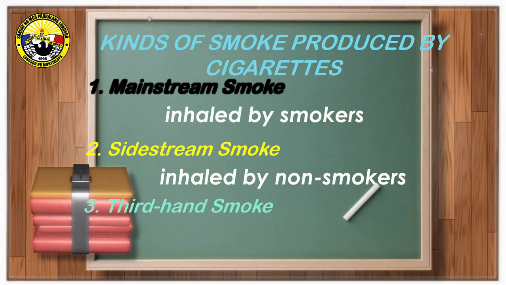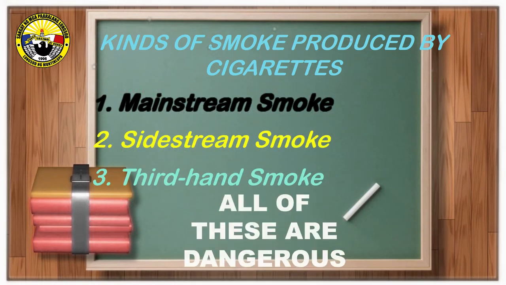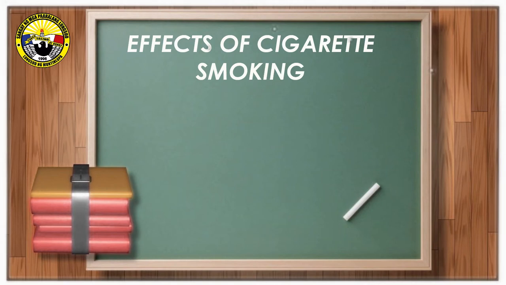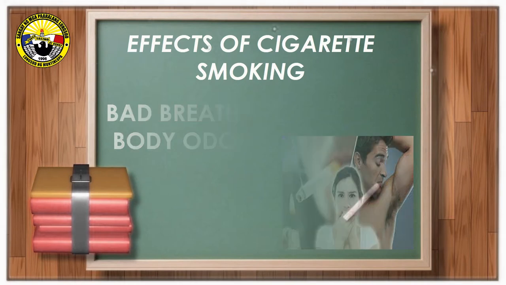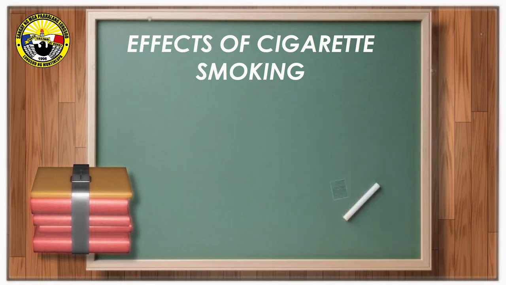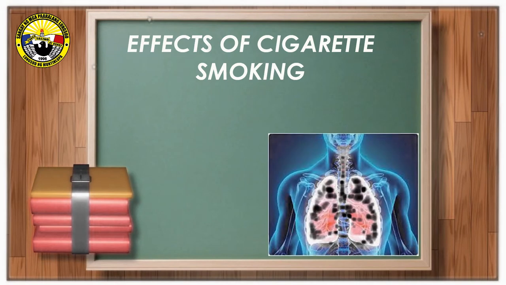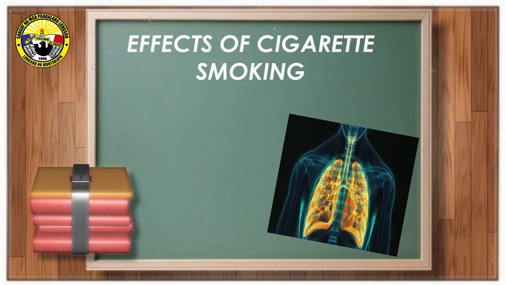The last is the third-hand smoke. It is the dangerous smoke that stays on bed sheets, clothes, and other objects. All of these are dangerous. What are the effects of cigarette smoking? Bad breath and body odor. Heart disease. Hypertension. Chronic obstructive pulmonary disease. And lung cancer.